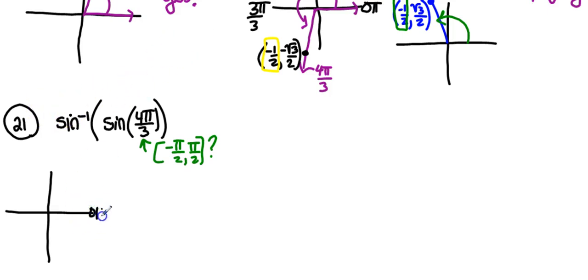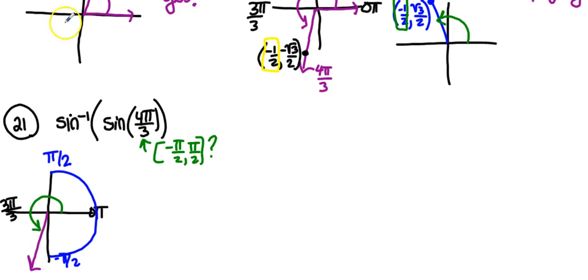Once again, I know 0 pi is here. This is 3 pi over 3. So 4 pi over 3 is 60 degrees past that. So this angle is definitely not between. So here's pi over 2. Here's negative pi over 2. This angle is definitely outside of the right half of the unit circle. So it doesn't mean that I'm done, it just means I have to keep going. I can't say that these two cancel out, leaving 4 pi over 3 as an answer.